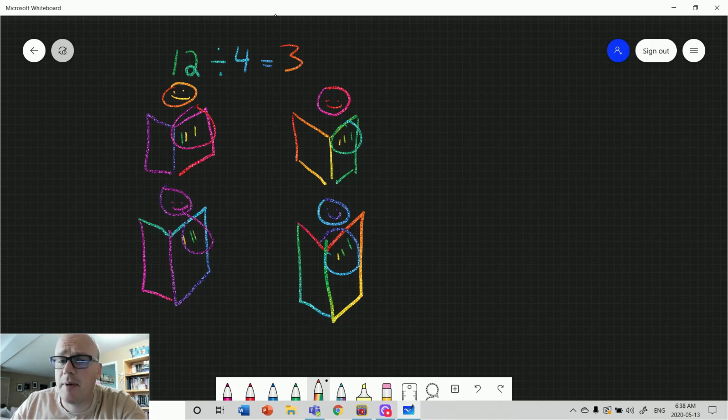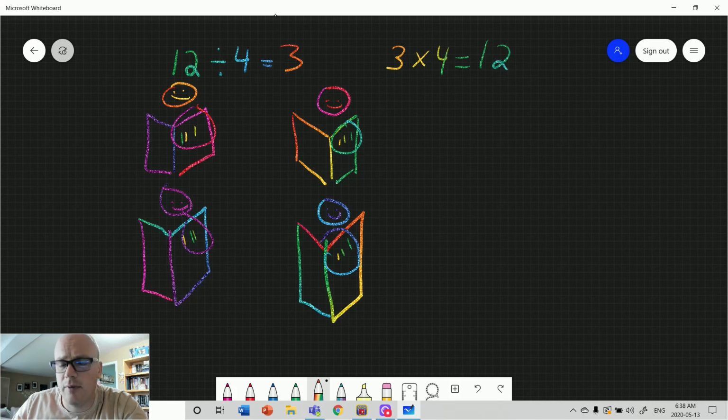Now if I want to see if I'm correct, I could just do 3 times 4. What does 3 times 4 equal? That's the same as saying I have 4 groups of 3 or 3 groups of 4, and it equaled 12. 12 divided by 4 is 3. 3 times 4 is 12.